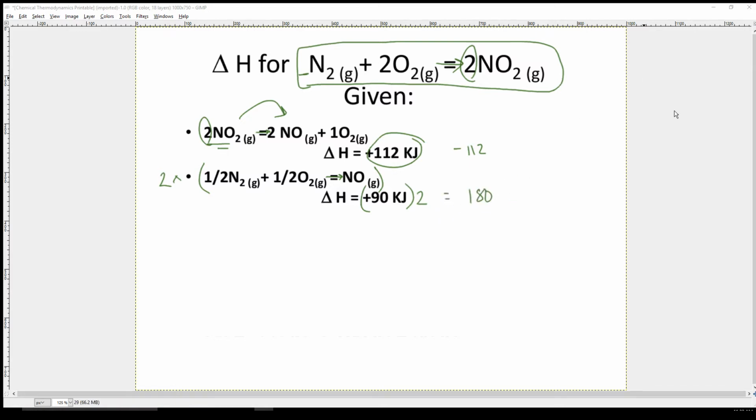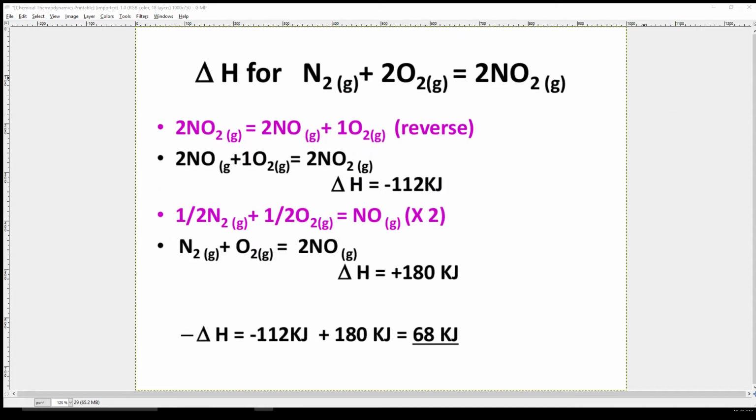So if you look at the next slide, it should have the work for that. So we needed to reverse that equation. We needed to multiply the other one times 2. Then we'll take these new numbers, add them together, and you end up with 68 kilojoules. So this is Hess's law the long way.